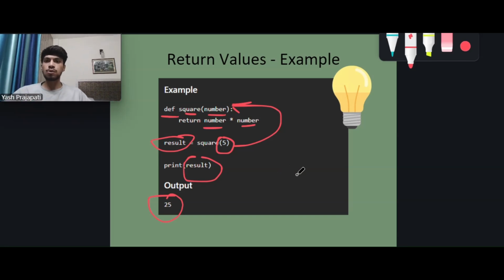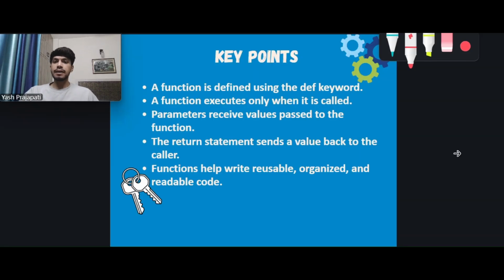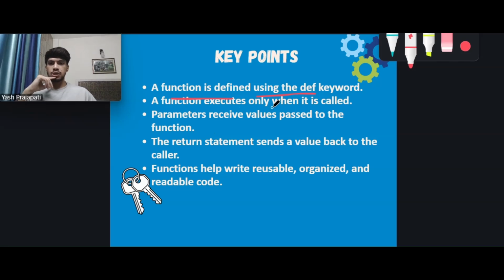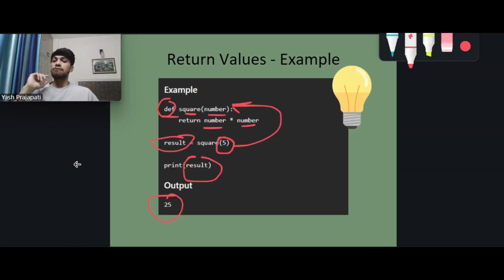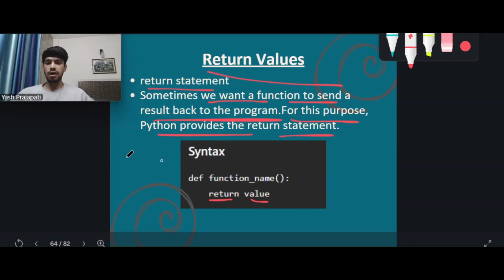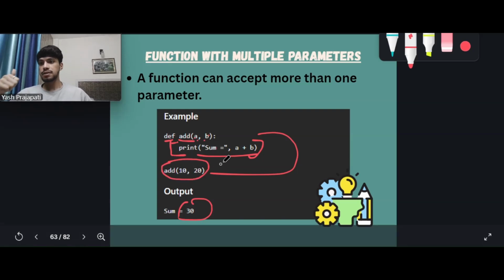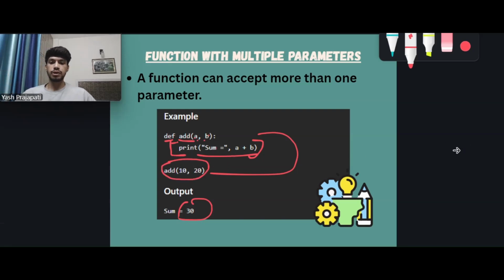So this is how the return statement works. Let's see the key points of a function. A function is defined using the def keyword. We have seen that we are using the def keyword. The function executes only when it is called. A function always works when we are calling it. When we are calling the function, see here we are calling, then only the function will execute.